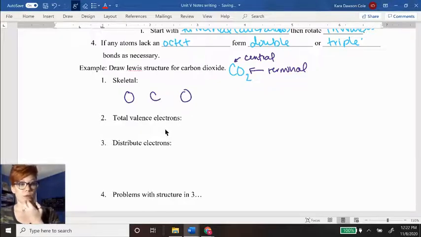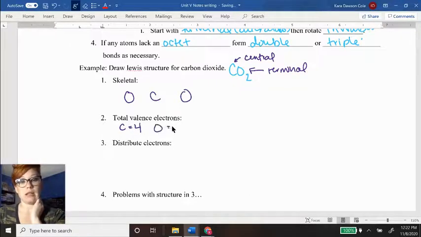Then I'm going to calculate my total number of valence electrons. Well, carbon has 4 valence electrons, and oxygen has 6 valence electrons. Because I have 2 oxygens, I have to multiply this by 2. So this is equal to 12 plus 4, which is equal to 16 total electrons that I need to put into the structure.